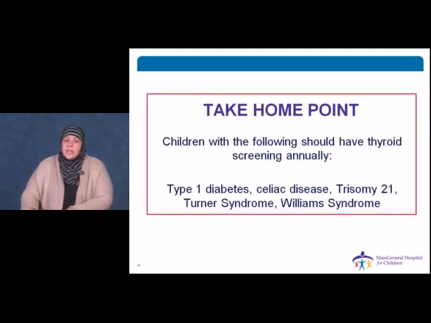And that brings us to the take-home point that there are groups of individuals who have higher risk for Hashimoto's thyroiditis and in whom you should check thyroid studies annually. So these include people with type 1 diabetes, celiac disease, trisomy 21 or Down syndrome, and Turner syndrome. In addition, in infancy, both children with trisomy 21 and children with Williams syndrome may have a subclinical hypothyroidism, and it's important to check thyroid studies in these individuals as well.